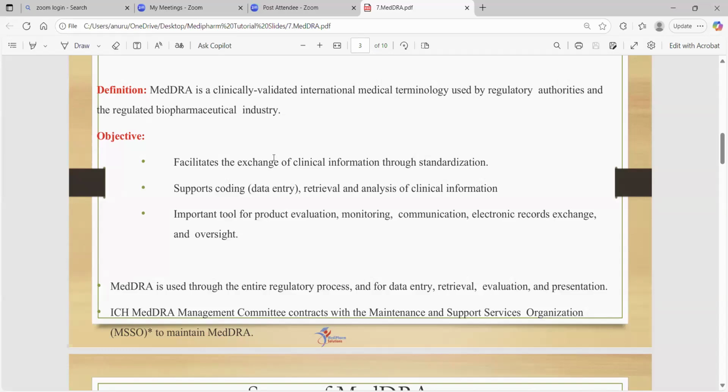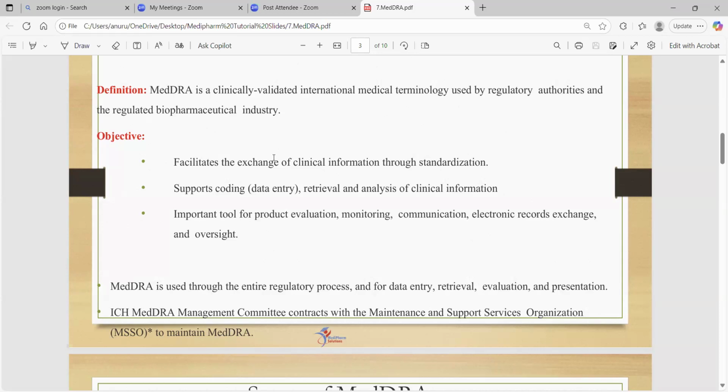being reported to us from various sources. And then when we are trying to do the analysis, when we are trying to find any kind of signal, a signal is something when there is more occurrence of the same adverse event which is reported to you. That is called a signal.